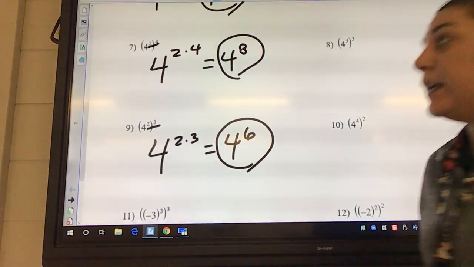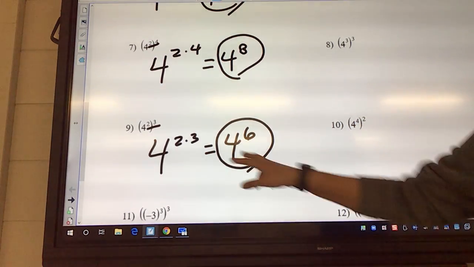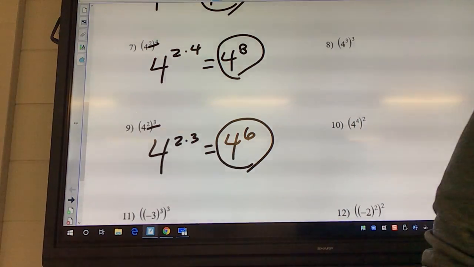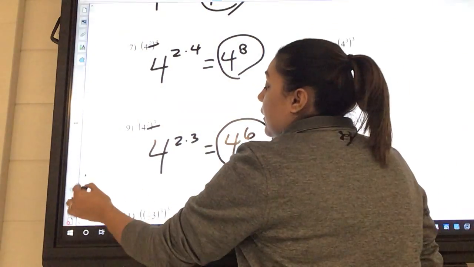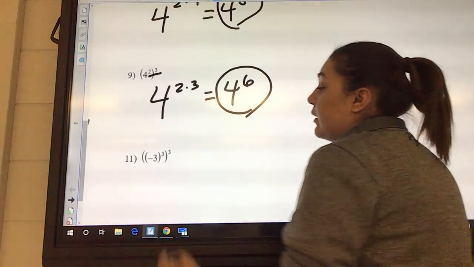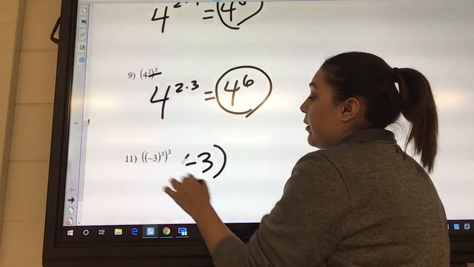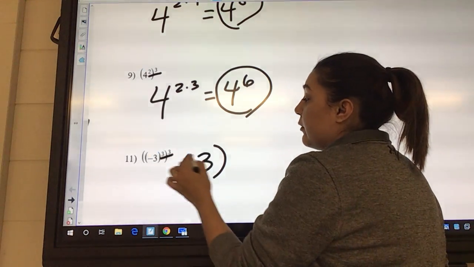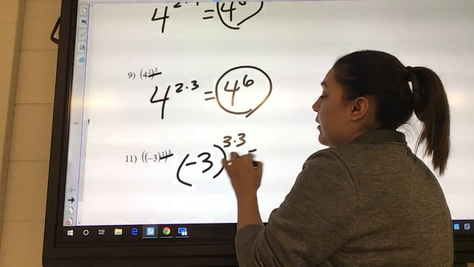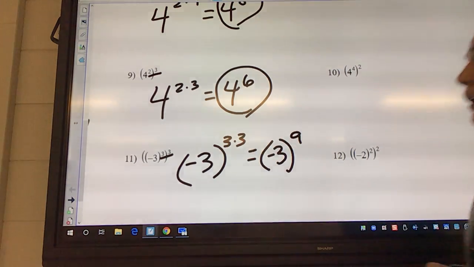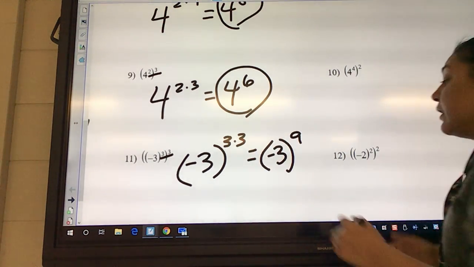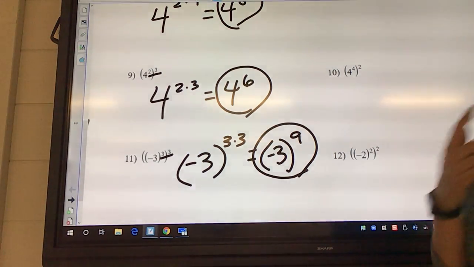Now, please pay attention. Some of you guys are going to add these on accident instead of multiply. Make sure that you're multiplying, not adding. And definitely use a calculator. Okay, 11, it's going to be keep our same big number or our base, and our exponents are 3 and 3, so it's going to be 3 times 3. So negative 3 to the 9. Okay, our exponent is not negative, and so we can circle it, we're done.